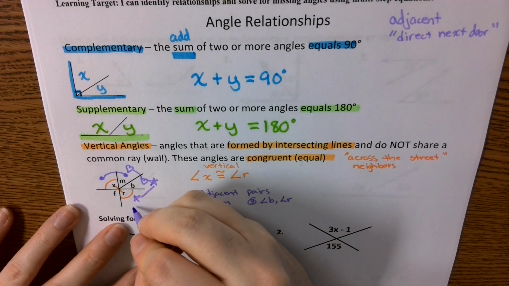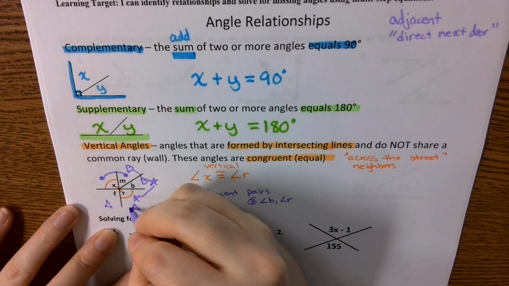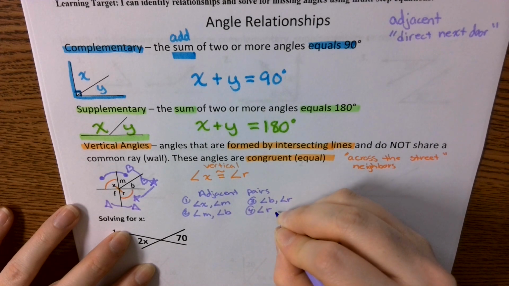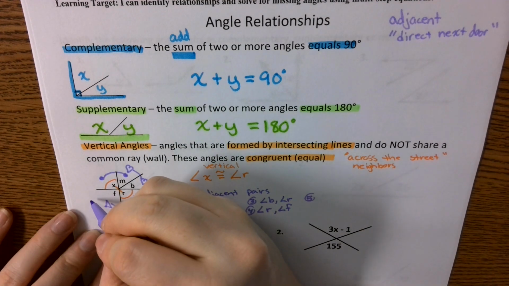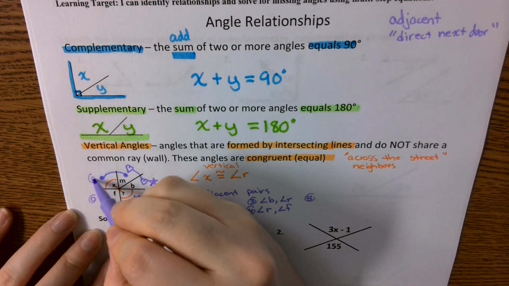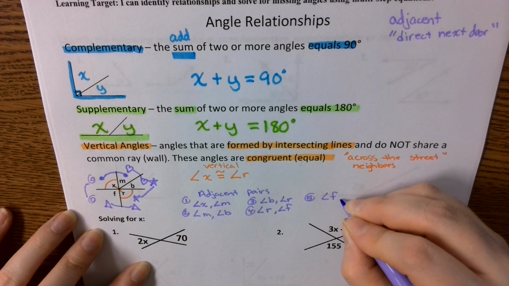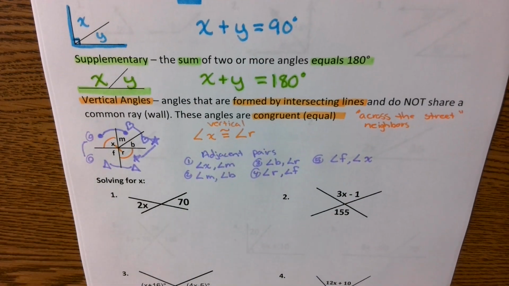And then we have angle R and angle F. They are adjacent neighbors. And then our last pair is angle F and angle X. They are adjacent pairs. Okay, I just tried to put different symbols so that you could see how they're all connecting differently. They are side by side. They are directly next door to each other because they share a common wall.